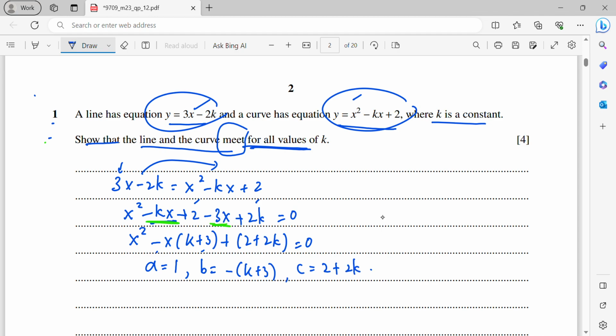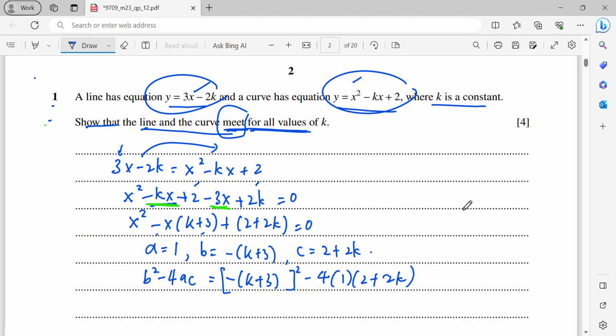Okay, so from here, to show that the line and curve meet for all values of k, I need to consider the discriminant, which is b squared minus 4ac. So now your b is negative (k plus 3). Then now you square it. Minus 4, a is 1, c is 2 plus 2k.